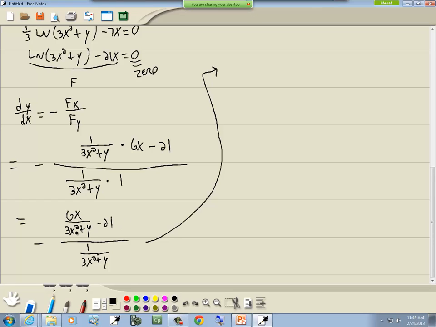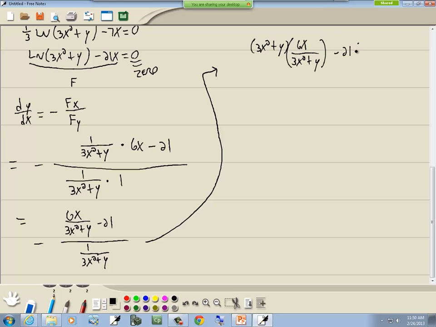Okay, now we want to get rid of that complex fraction, so we're going to multiply everything by the LCM of all our inner denominators. So we'll multiply everything by 3x squared plus y. Actually, let me show the steps. Sometimes I start skipping steps, assuming you know them all, which most of you probably do, but maybe some of you need to see them.